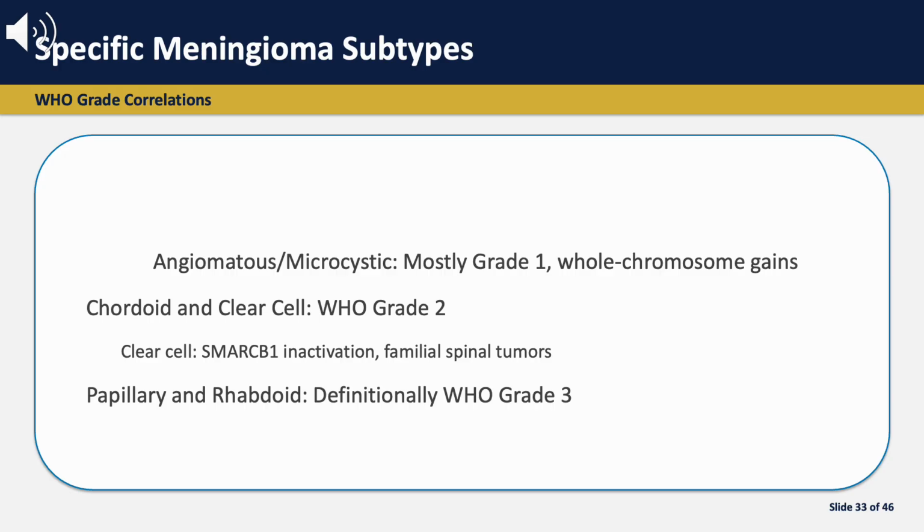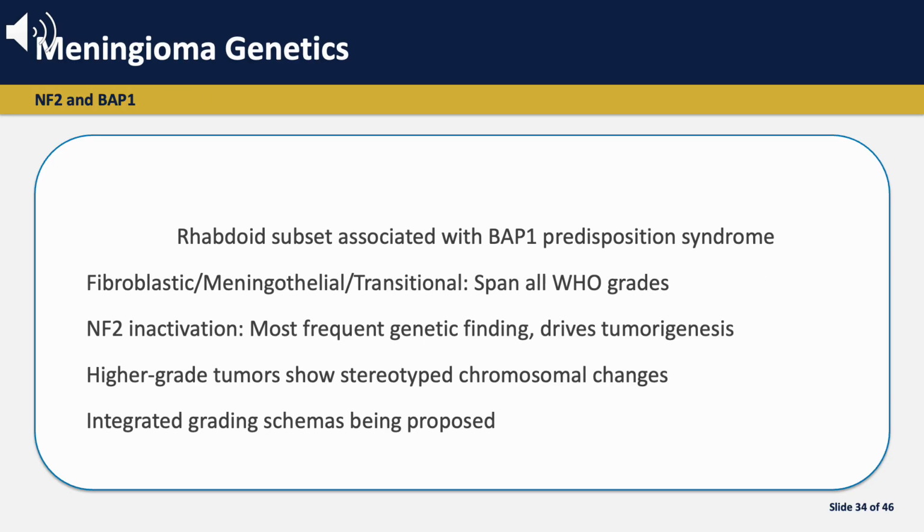Papillary and rhabdoid morphologic subtypes are definitionally WHO grade 3. A subset of rhabdoid meningiomas is associated with BAP1 tumor predisposition syndrome, showing loss of BAP1 expression. Tumors with fibroblastic, meningothelial, or transitional histologies are most common and span all WHO grades. NF2 inactivation is the most frequent genetic finding in these tumors and is thought to drive tumorigenesis.